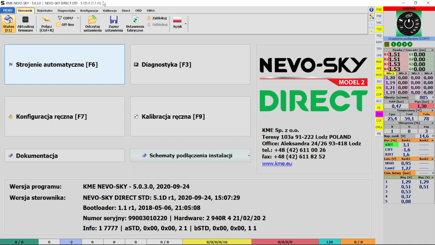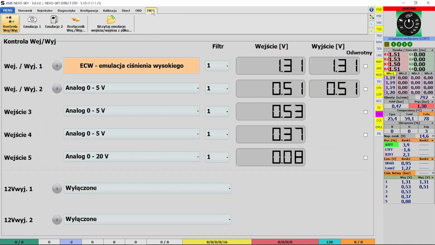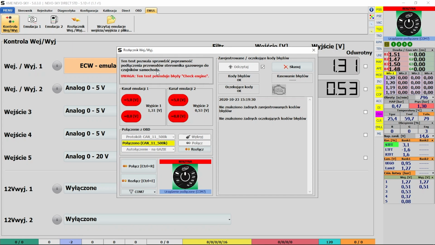To use this utility, navigate to the Emulation Input-Output Disconnect tab. Make sure the car is in ignition mode or running on gasoline, and the gas controller has OBD access. You can force a high state or a low state on the selected emulation channel. Keep in mind that this procedure will trigger OBD errors and could potentially cause the engine to shut down.